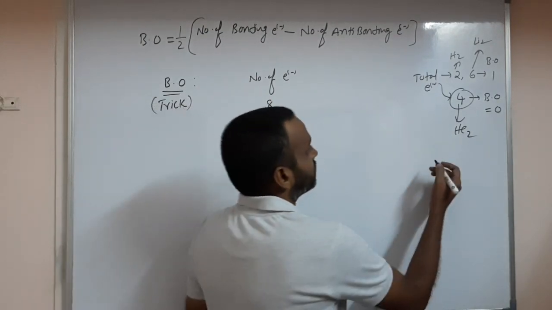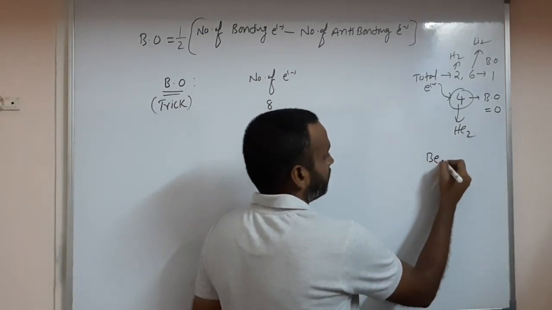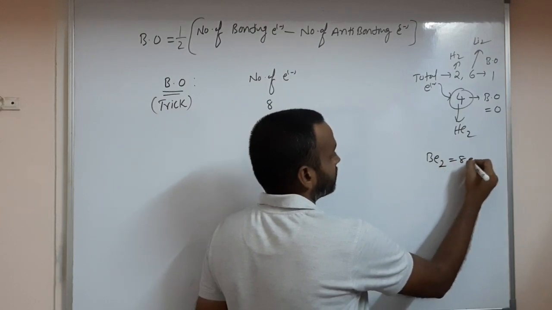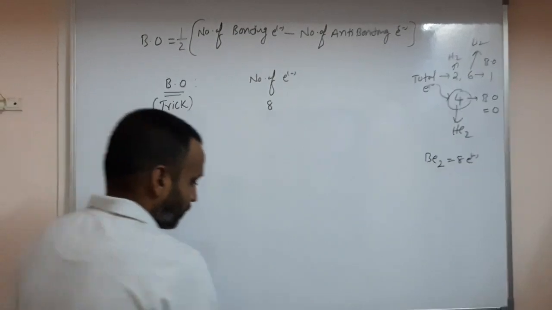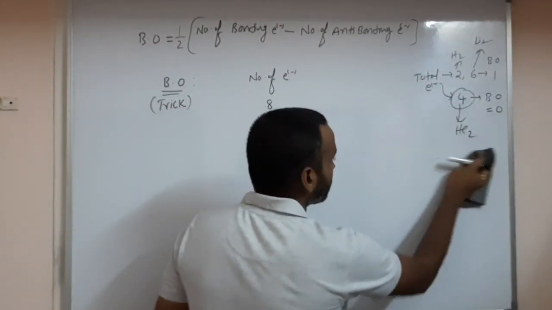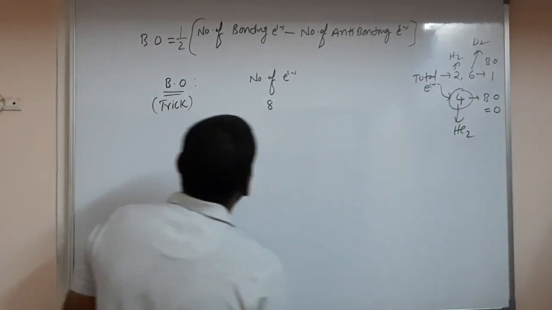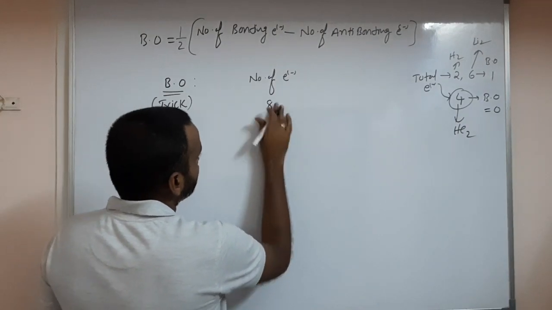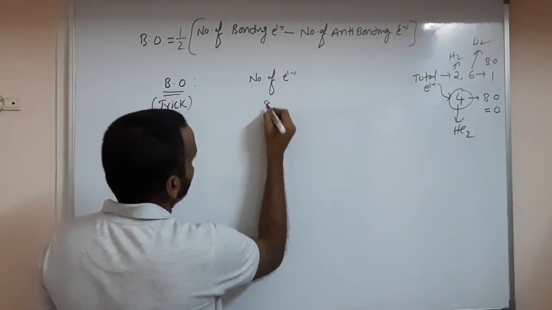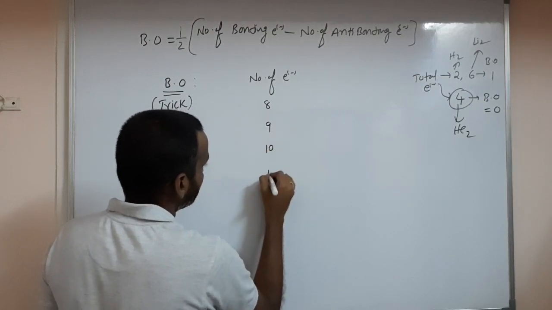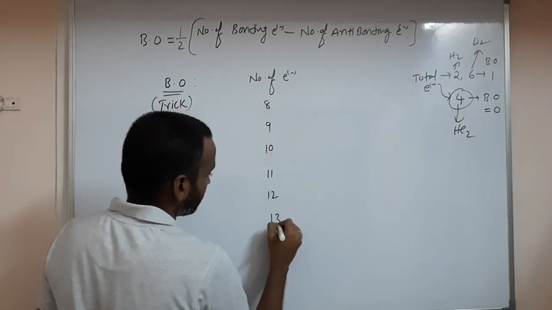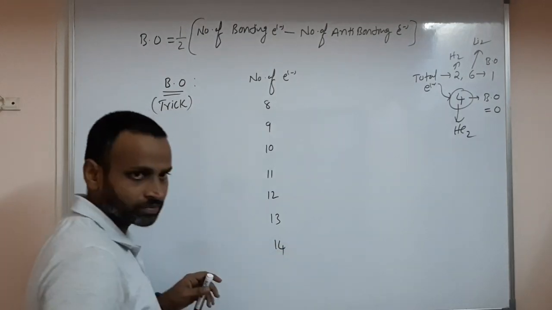Suppose Be2 has 8 electrons, because beryllium has atomic number 4. So for 8 electrons, bond order is 0. So I will write here: number of electrons 8, 9, 10, 11, 12, 13 and 14.